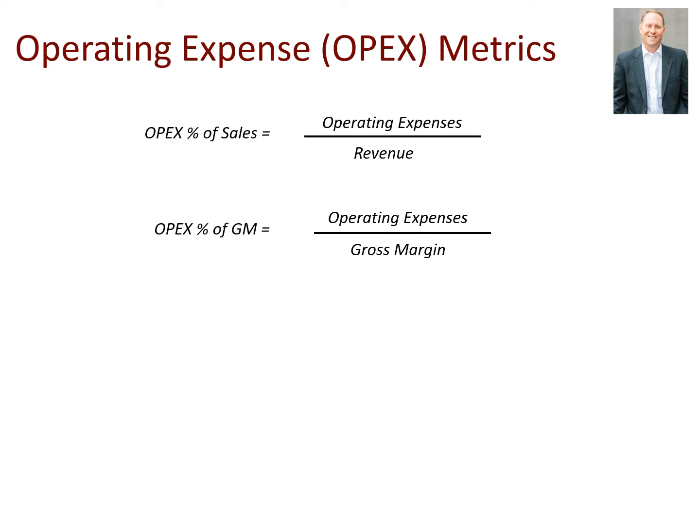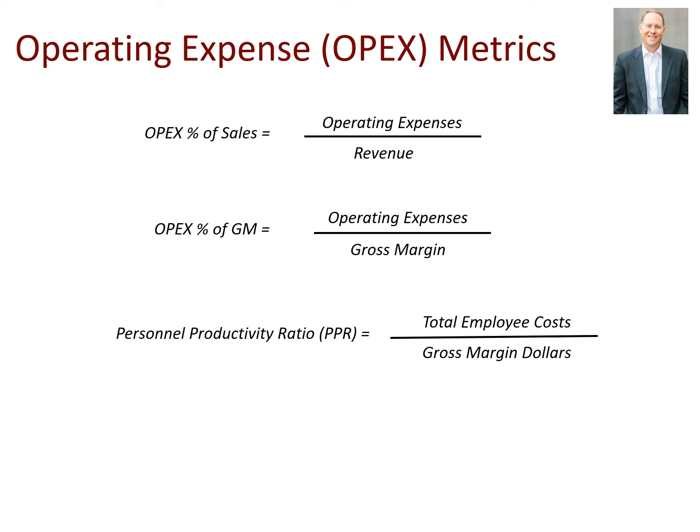A couple other metrics to look at. The first one, a really common metric that a lot of people consider from an internal perspective, is what we call the personnel productivity ratio. Here we're going to total up all employee costs, all costs related to the employees. That's going to be salary, benefits, taxes that we pay, and then divide that by gross margin dollars, which basically tells us how much of our gross margin dollars is being used to pay because we have employees.